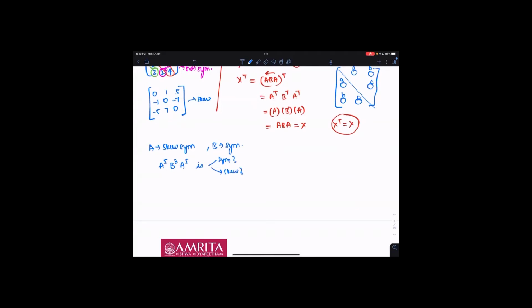Again, what you do, take X, which one? A power 5 B cube A power 5. What will be X transpose? It is A power 5 B cube A power 5 whole transpose. Now A power 5 is one matrix, B cube is one matrix, like this I will take. Reverse: A power 5 whole transpose into B cube whole transpose into A power 5 whole transpose.